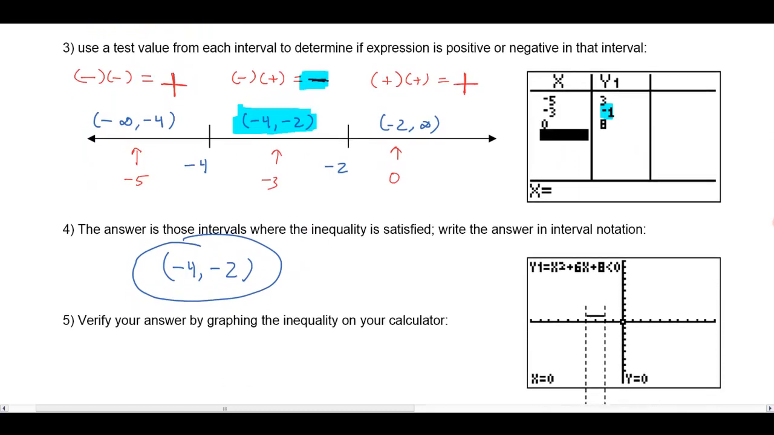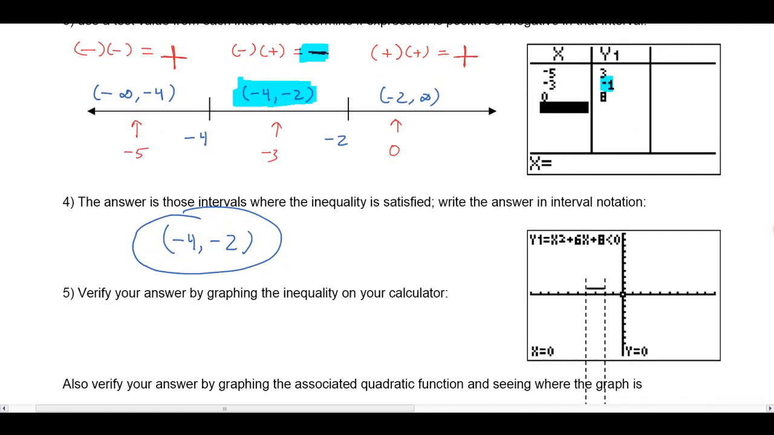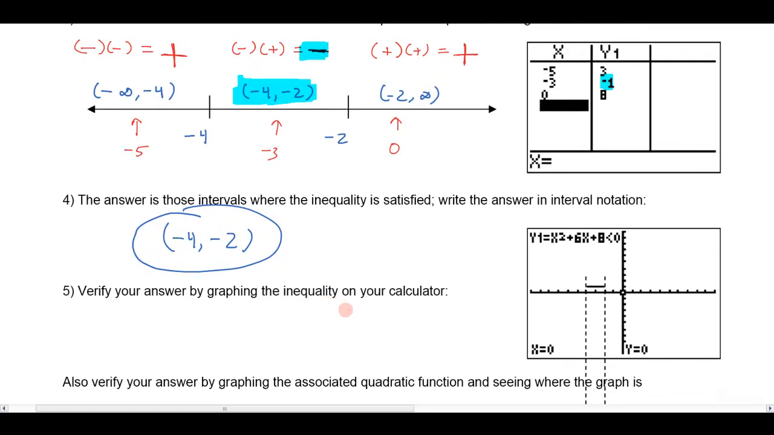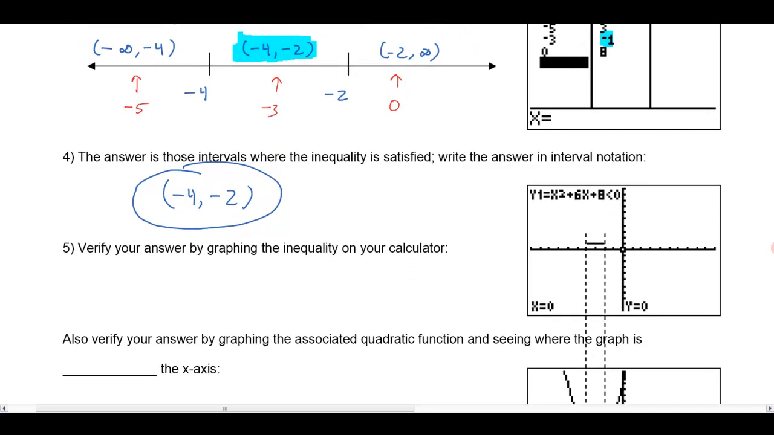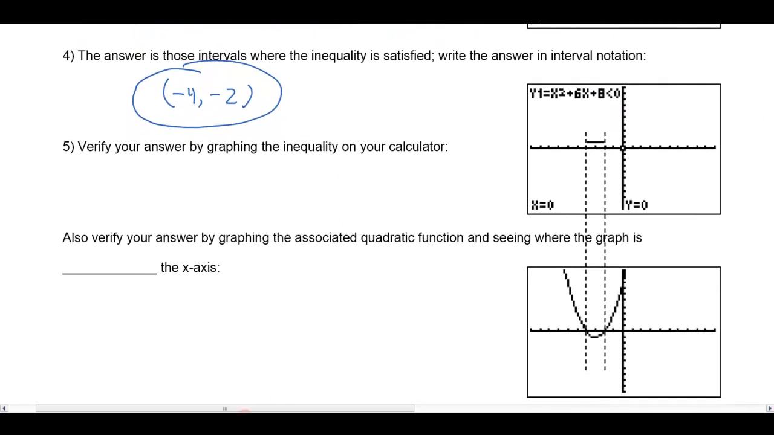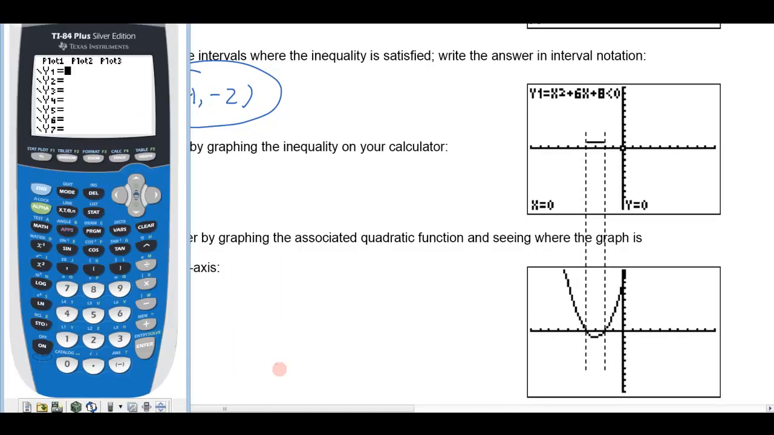Now again, I could go ahead and graph this on my calculator. I could graph the inequality, and I could also graph the equation itself. So if I go to my graphing calculator and I plug in here the x squared plus 6x plus 8, and I'll just graph it on my standard window, you can see that it's below the x-axis.